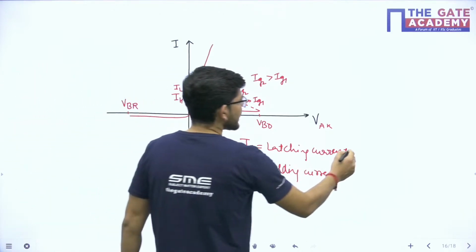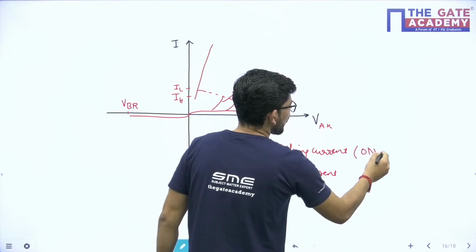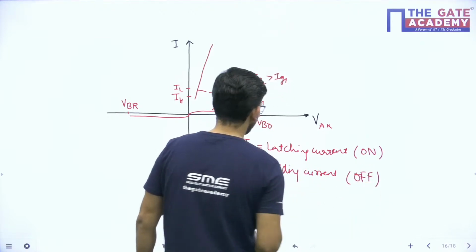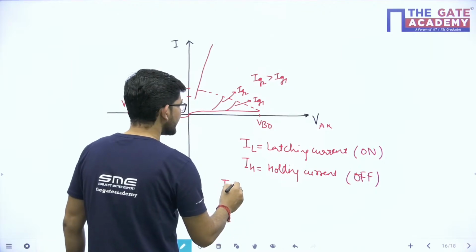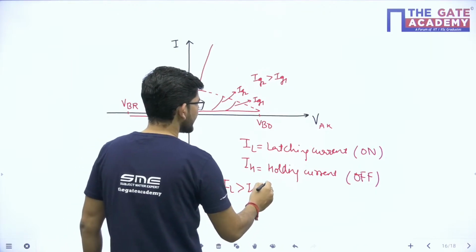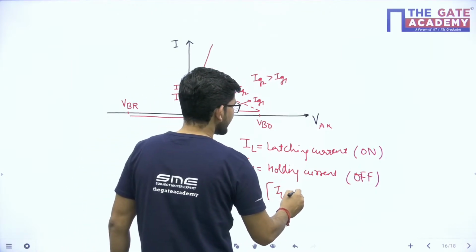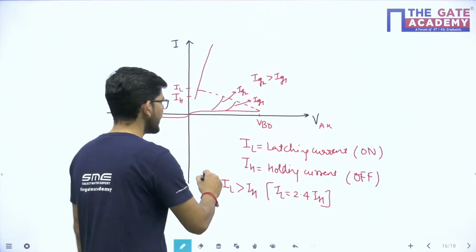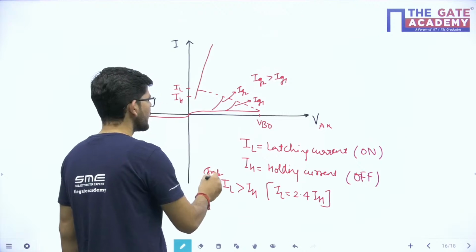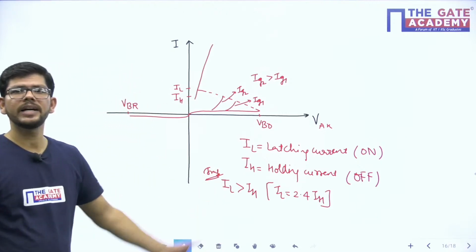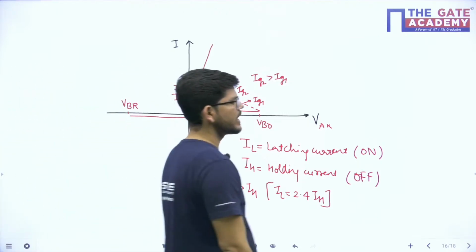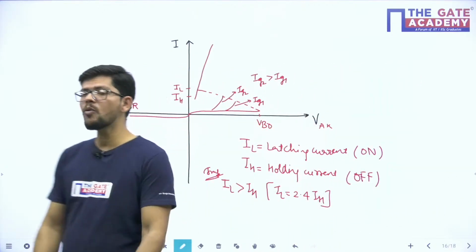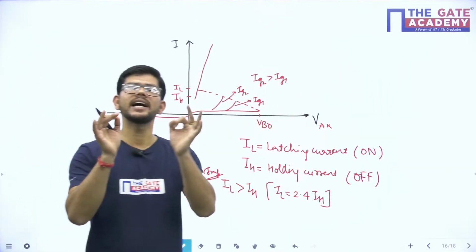So latching current is basically related to the on process and holding current is related to the off process, and we have latching current greater than holding current, and latching current is approximately 2.4 times the holding current. This is very, very important. Just remember this fact. Latching current is greater than holding current and latching current is exactly 2.4 times the holding current.